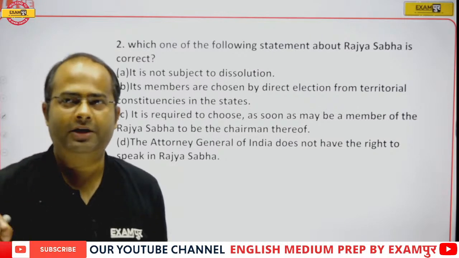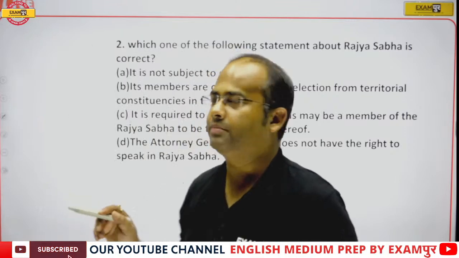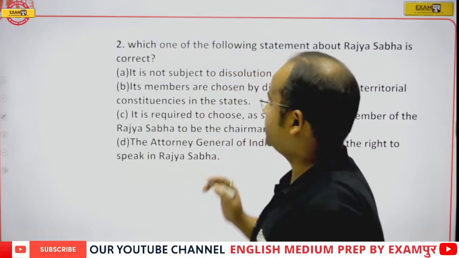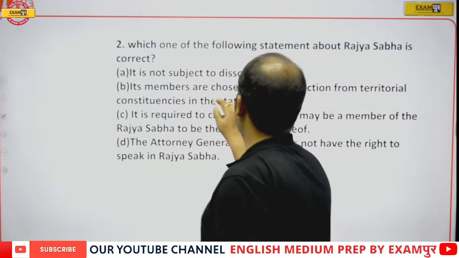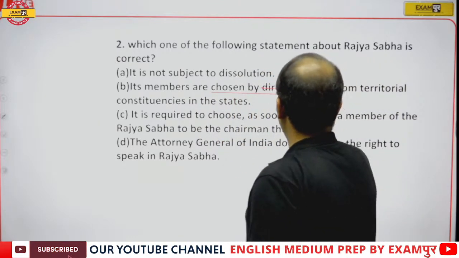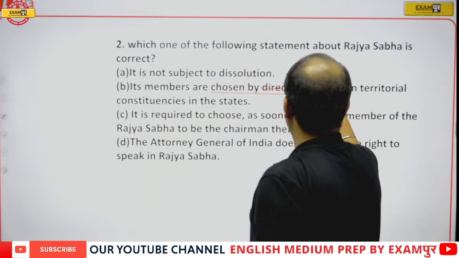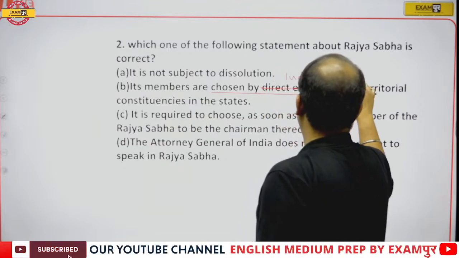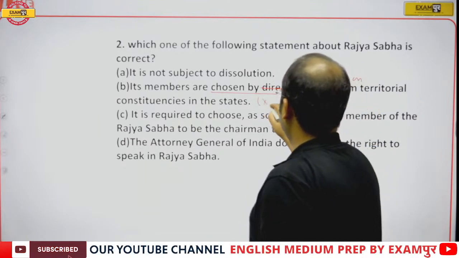Guys, first of all, if I say which of the following statements is correct, that means it is asking for the true statement. Members are chosen by direct election? Not at all. They are chosen through indirect election. So this statement is wrong.